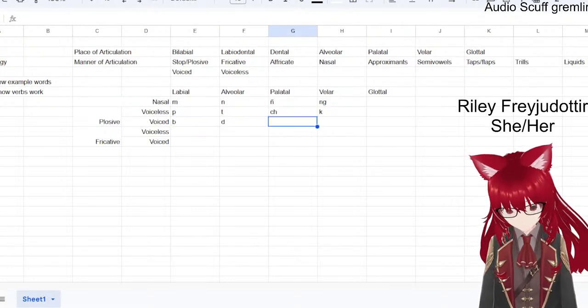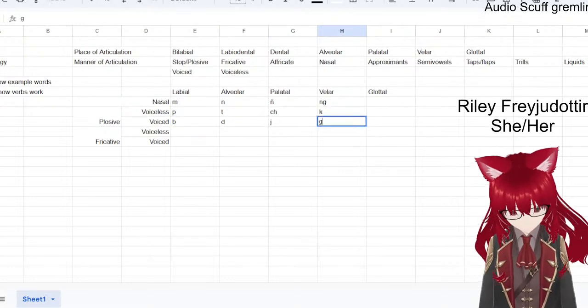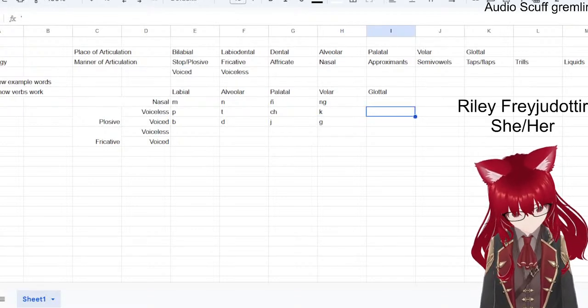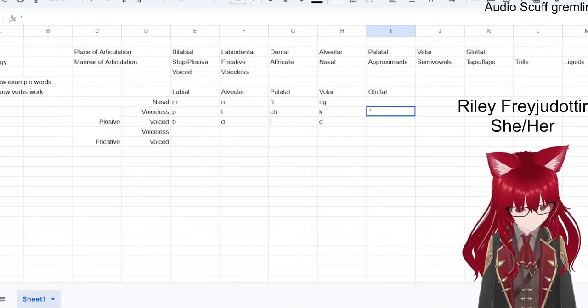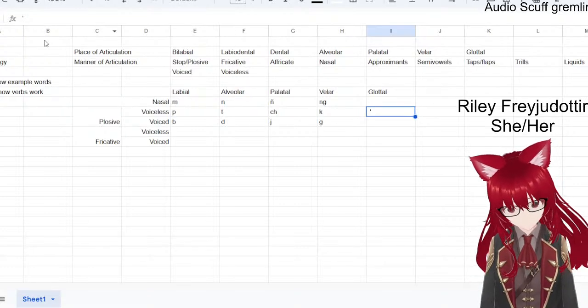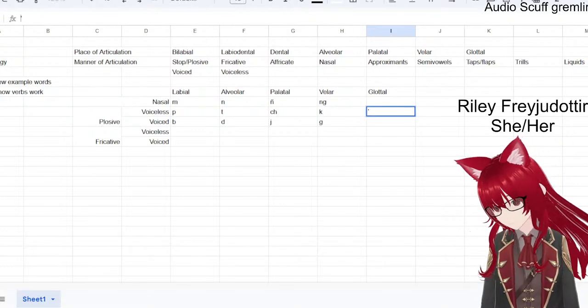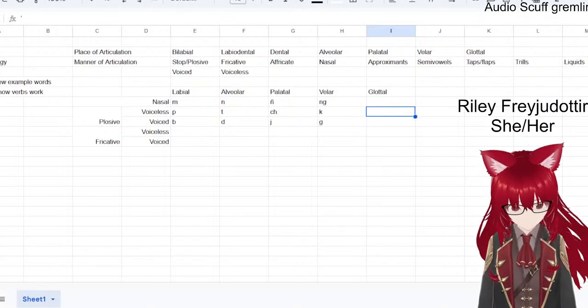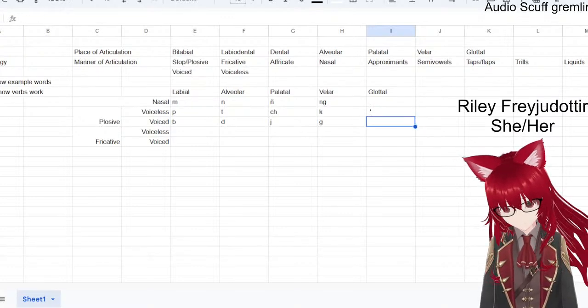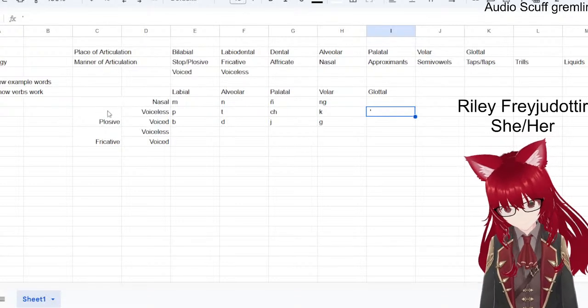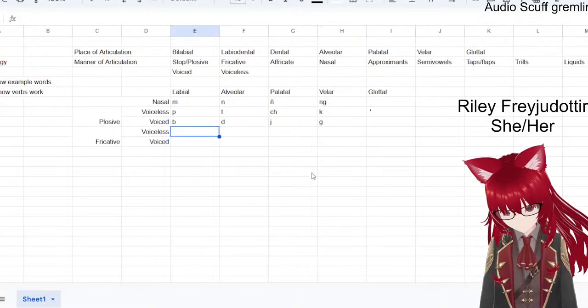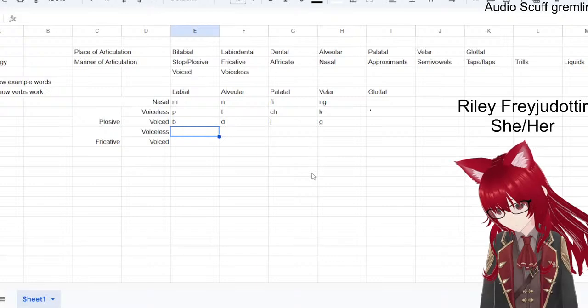Okay, now hopefully that should stay there. Okay, yeah, gotta put a space for it. Otherwise, Sheets does not let me.